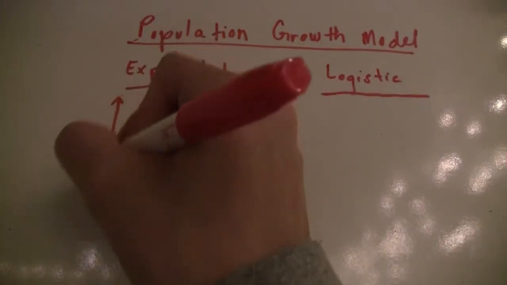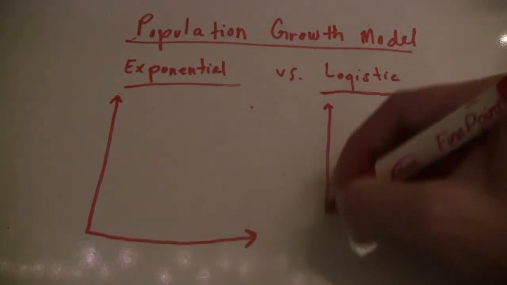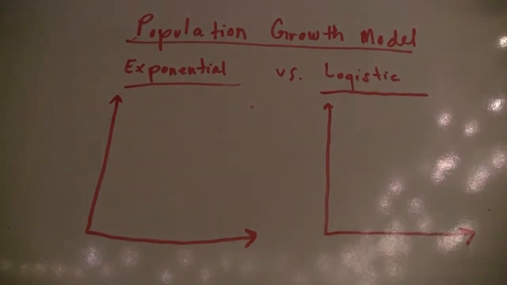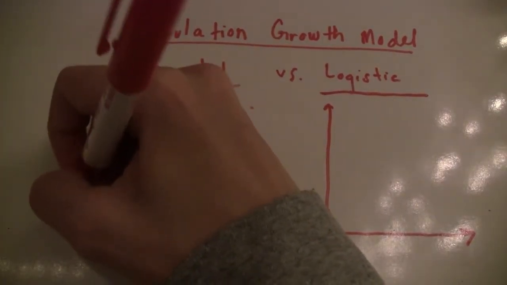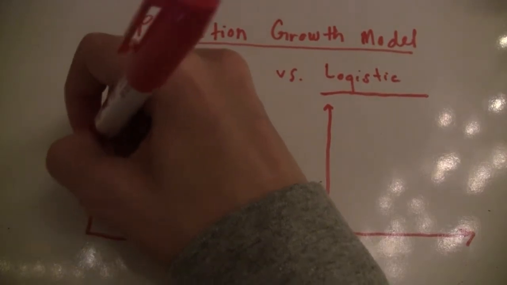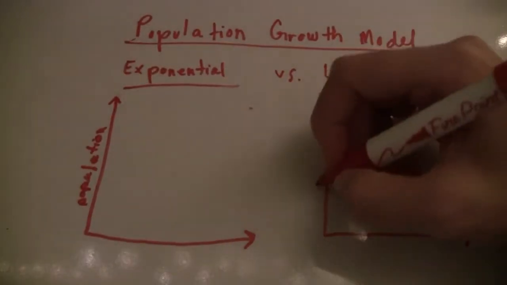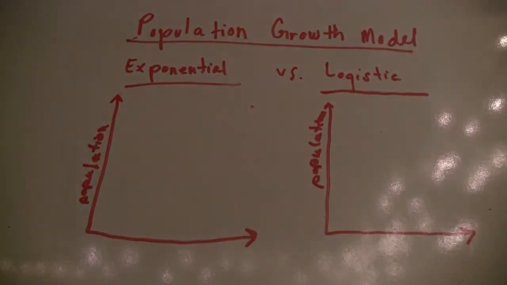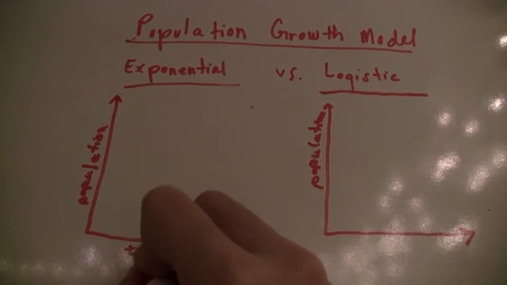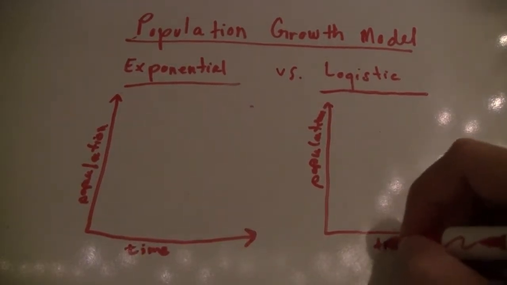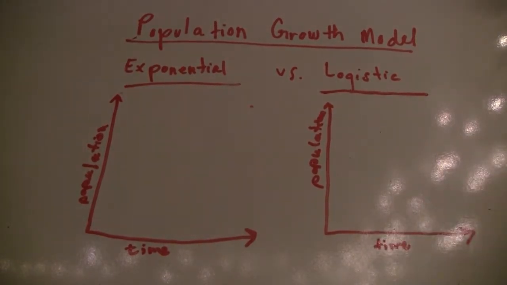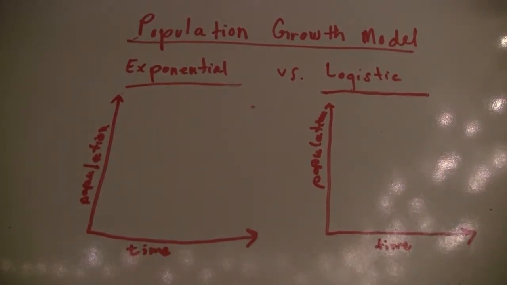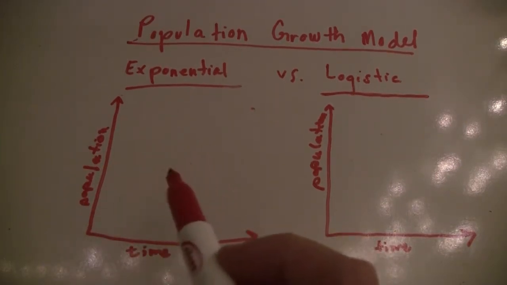Both graphs have the same axes: population on the y-axis and time on the x-axis. You can refer to time as the generations, and the graphs look very distinct from one another.